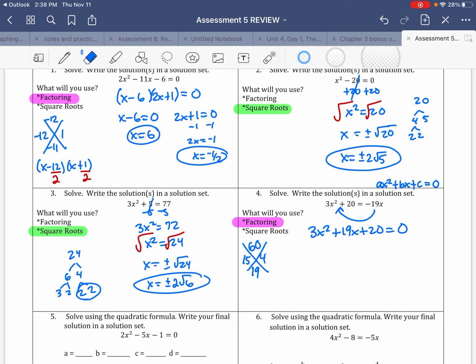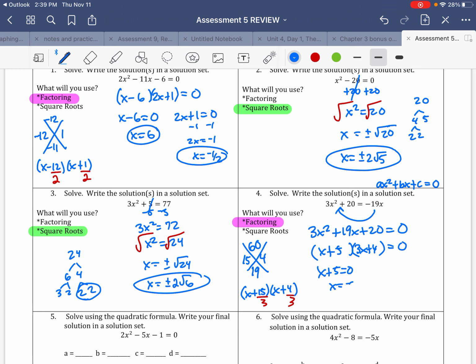So that factors into, I will go ahead and write x plus 15 and x plus 4. But remember, I multiplied by 3 earlier, so I have to divide by 3. So my actual factors are x plus 5 and 3x plus 4. All right, so just like in number 1, you set these equal to 0. X plus 5 equals 0 gives us an answer of negative 5 when I subtract 5. And 3x plus 4 equals 0. I take away 4, divide by 3. I get negative 4/3.